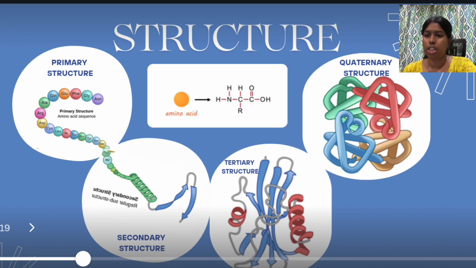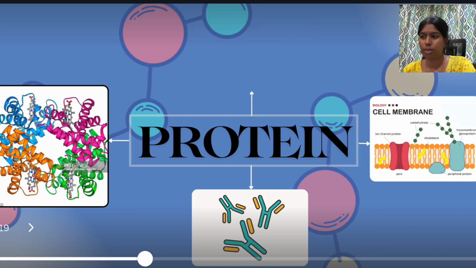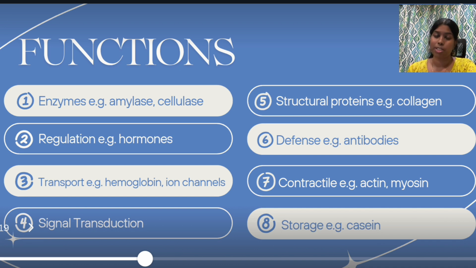Next, we see the functions of these proteins with respect to their composition and how they play a critical role in most of the biological processes. Firstly, enzymes. Enzymes help in catalyzation of biochemical and metabolic reactions, for example, DNA polymerase, amylase. Then we see structural proteins, which provide support and shape to cells and tissues, for example, collagen, keratin.